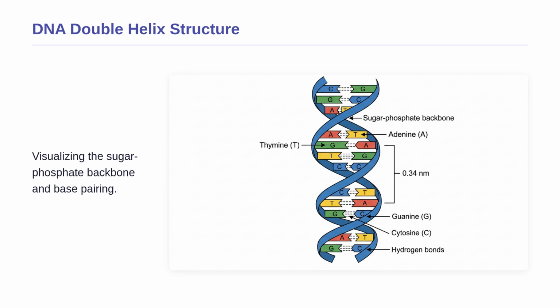If you look closely at the connections between them, you will see dashed lines representing the hydrogen bonds. There are 2 bonds between A and T and 3 bonds between G and C, which explains the stability differences we calculated. Finally, the bracket on the right shows the 0.34 nanometer distance between each step of the ladder, which we just used to calculate the total length.